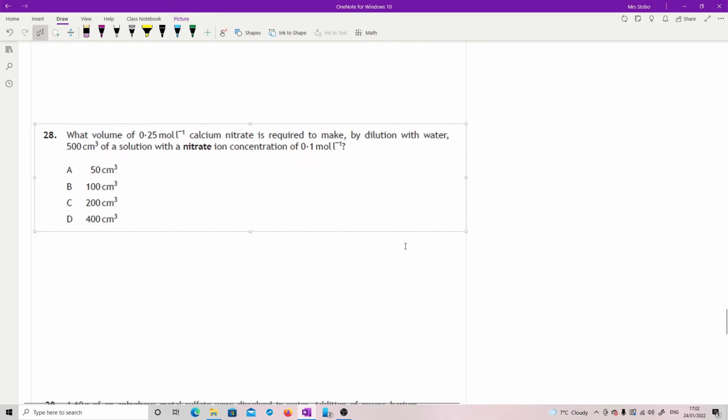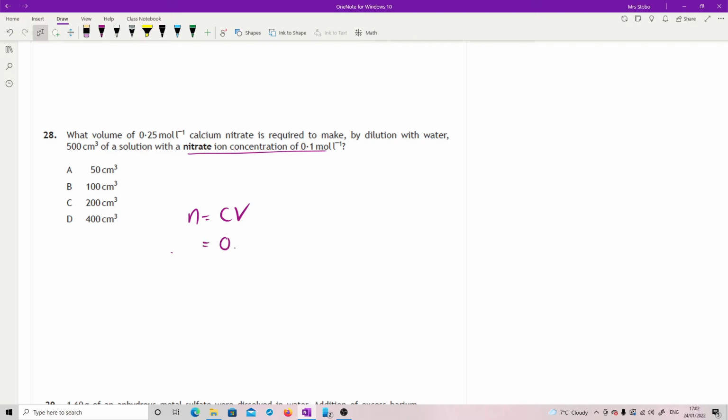Question 28. What volume of a 0.25 molar calcium nitrate is required to make by dilution with water 500 centimeters cubed of a solution with a nitrate ion concentration of 0.1? Lots of ways around you can do this. So I have gone with moles, concentration times volume. I'm going to work out the moles of nitrate that I'm going to have.